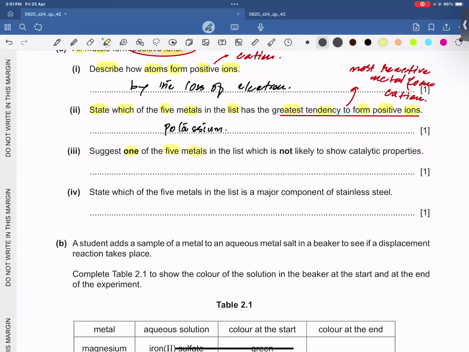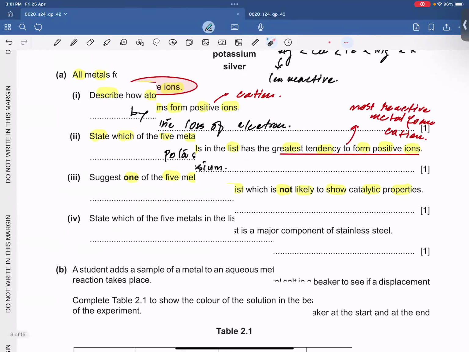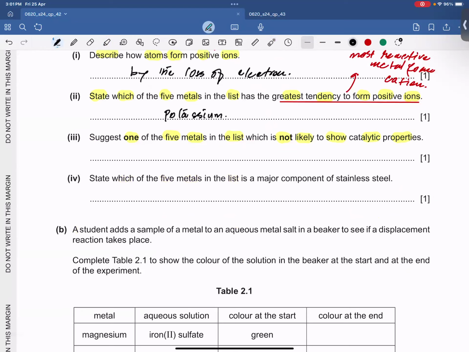Suggest one of the 5 metals in the list which is not likely to show catalytic property. Obviously, transition elements show catalytic property. So copper, iron, and silver will act as a catalyst, but magnesium and potassium are not transition elements, which is why these two elements cannot show catalytic property. So potassium or magnesium. The examiner is looking for only one, so you can write either potassium or magnesium. It's totally up to you.